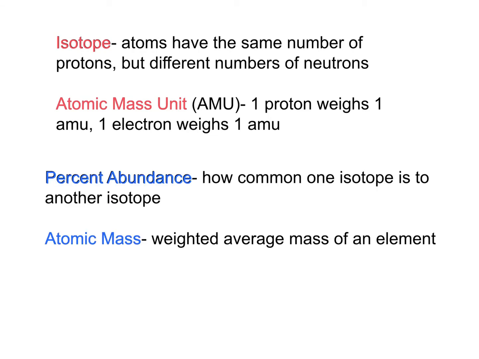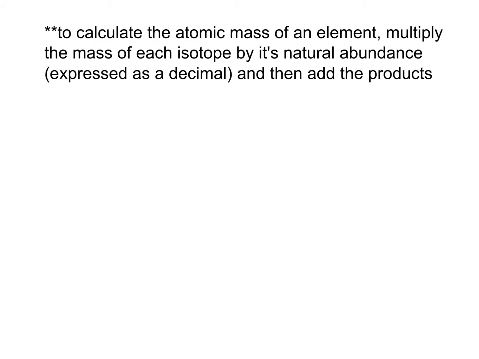Percent abundance is how common one isotope is compared to another isotope, and atomic mass is the weighted average mass of an element. What you'll find with percent abundance is traditionally one isotope will be more common than the other. To calculate the atomic mass of an element, multiply the mass of each isotope by its natural abundance expressed as a decimal, and then add the products.